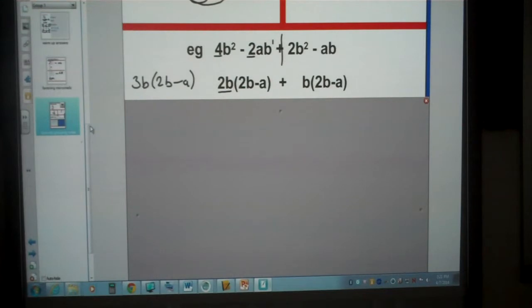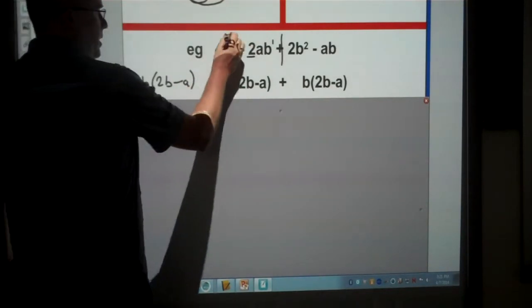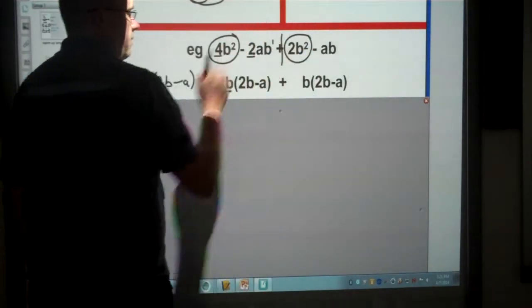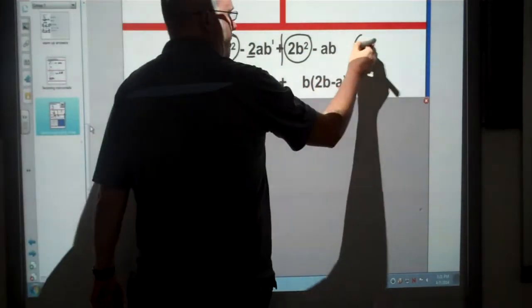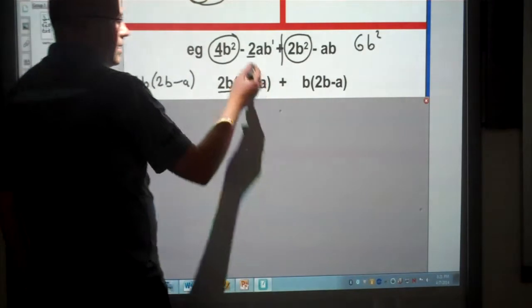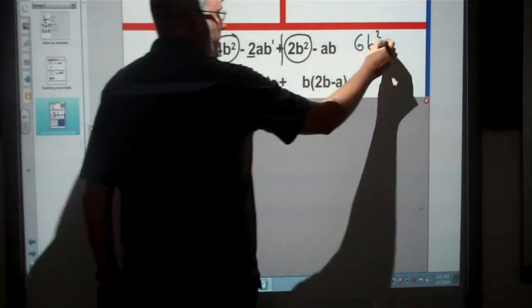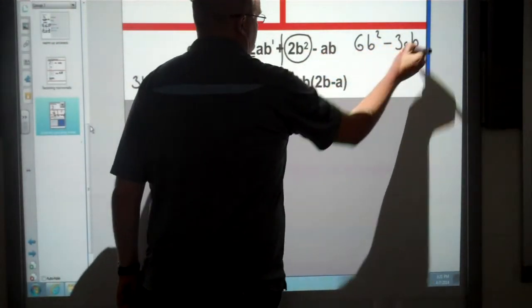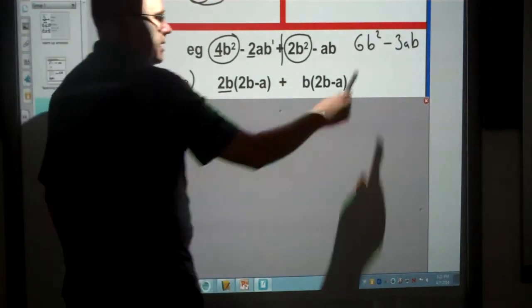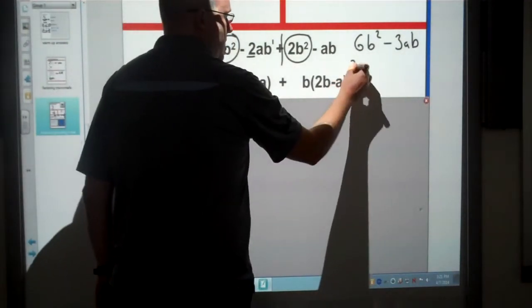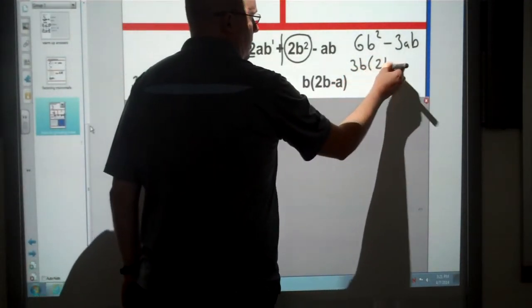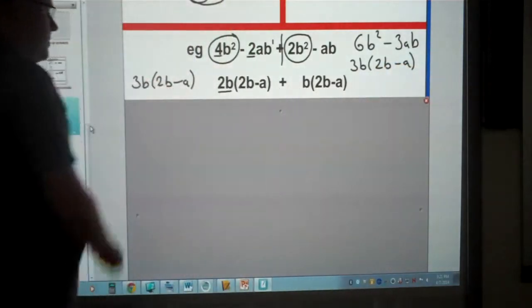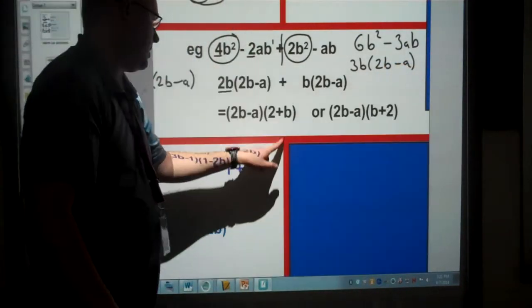Now I was disappointed with this question because I hadn't realised when I'd written the question that we could actually simplify at the start here. So 4b squared plus 2b squared is 6b squared. Negative 2ab, take away another ab, is negative 3ab. And then if I factor this, I can see 3 as a factor and so is b. Then I get left with the answer that I had here.